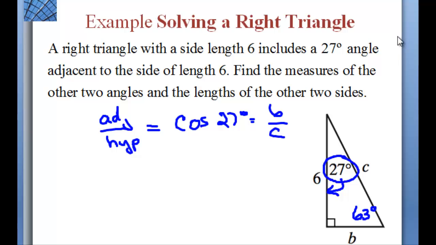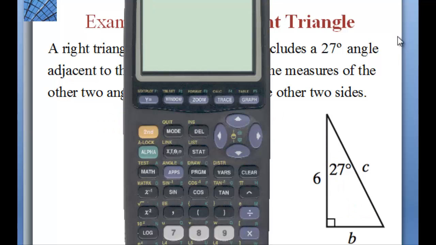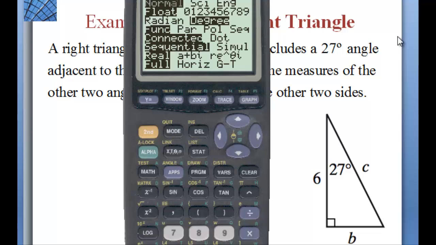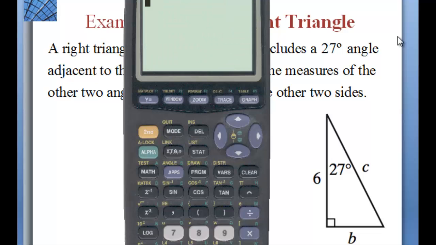Then we get the calculator. When you're in the calculator, the first thing you need to do is to make sure you're in the correct mode. We are dealing with degrees, so we need to make sure on the mode that we are in degrees. By default, the calculator is in radians, so you need to come down to radians, over to degree, and hit enter. Once you're in degrees, then we can solve that equation.